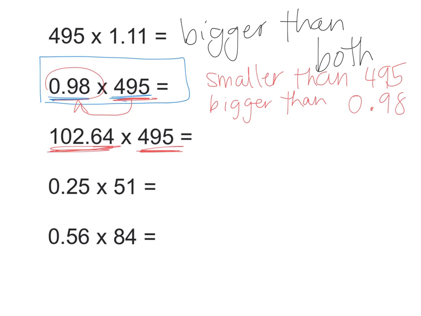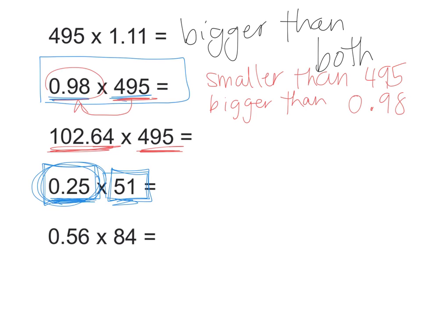What about this next one? 0.25 times 51. Is it going to be bigger or smaller than 25 hundredths? Bigger. 51 times bigger, yeah. Is it going to be bigger or smaller than 51? Smaller. Because this factor here is less than 1, we're not making a full copy of 51. Does that make sense?